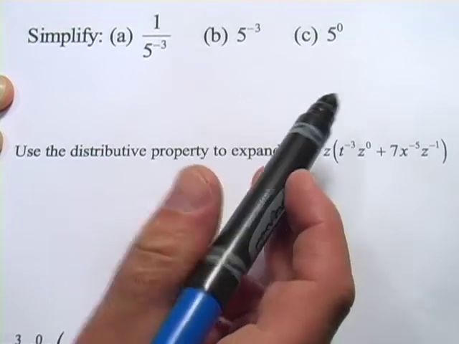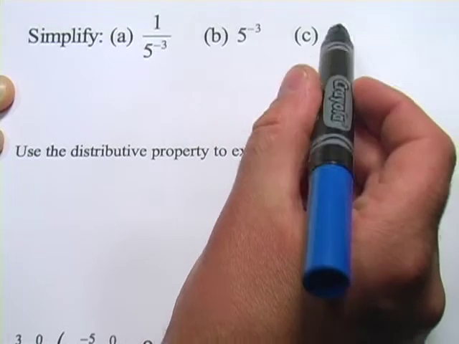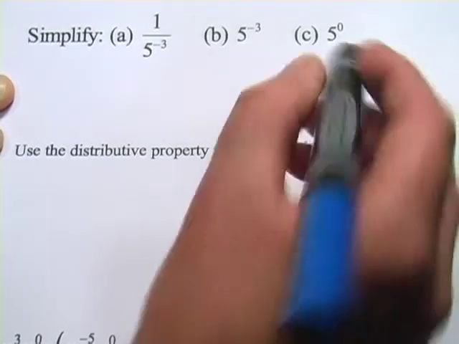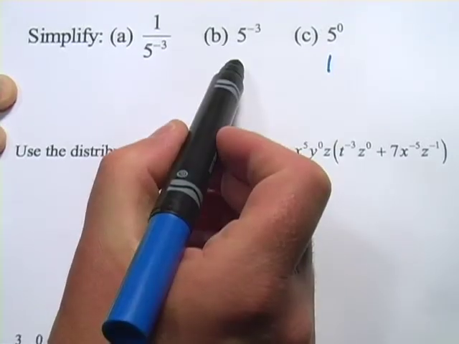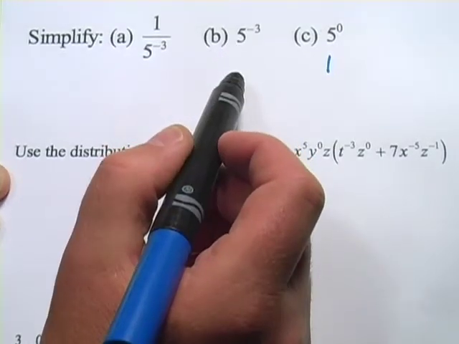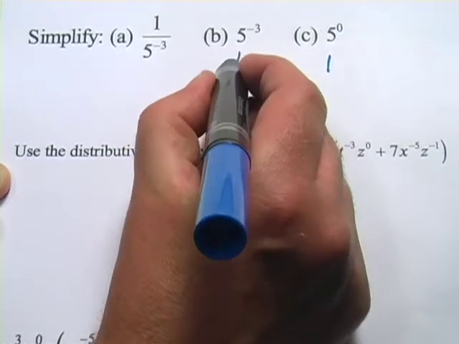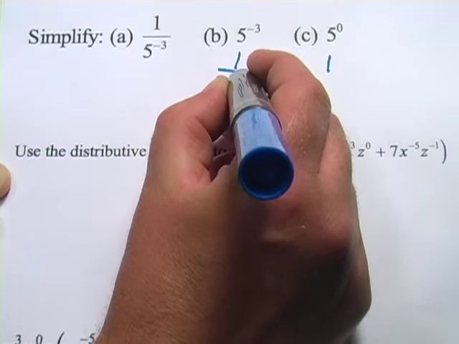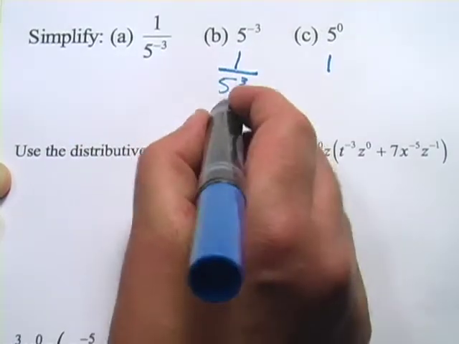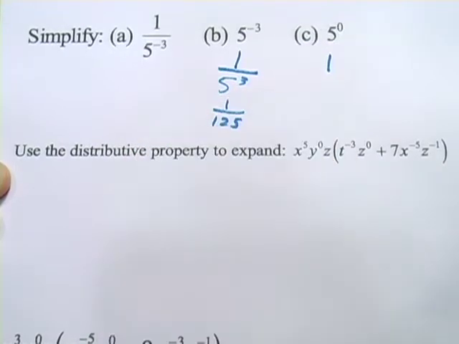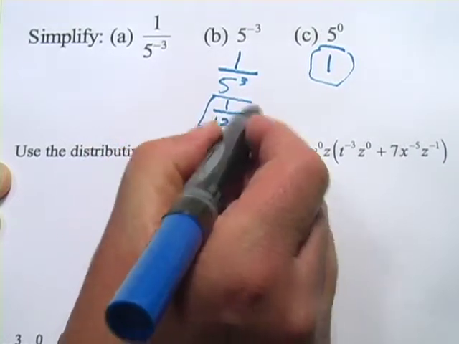I'm going to actually start from C and work my way backwards because C is the easiest. 5 is raised to the 0 power. What does that equal? Well, it equals 1 because anything raised to the 0 power is 1. And now we have 5 raised to a negative power, a negative 3. And you should remember that when something is raised to a negative power, you put 1 over that number raised to the positive power. So that's 1 over 5 to the third, and 5 to the third is 125. So we've got 1 so far, and 1 over 125.